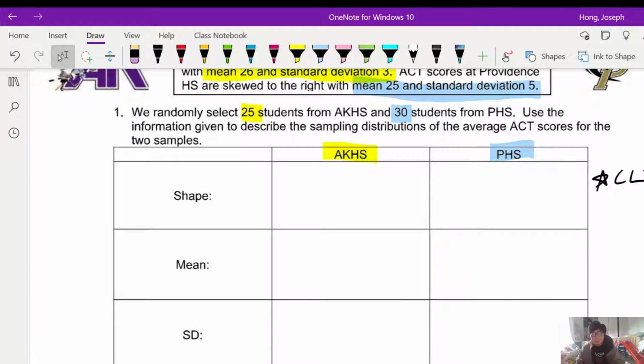I'll pause the video, and whenever you're done filling out this table, unpause it in 5, 4, 3, 2, 1.